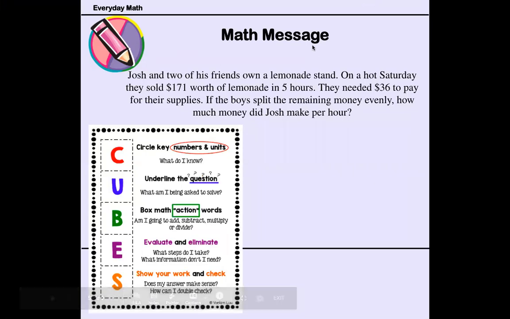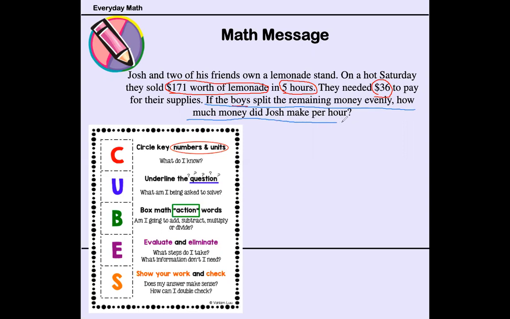Josh and his two friends own a lemonade stand. On a hot Saturday, they sold $171 worth of lemonade in 5 hours. They needed $36 to pay for their supplies. Now let's underline the question. If the boys split the remaining money evenly, how much money did Josh make per hour?